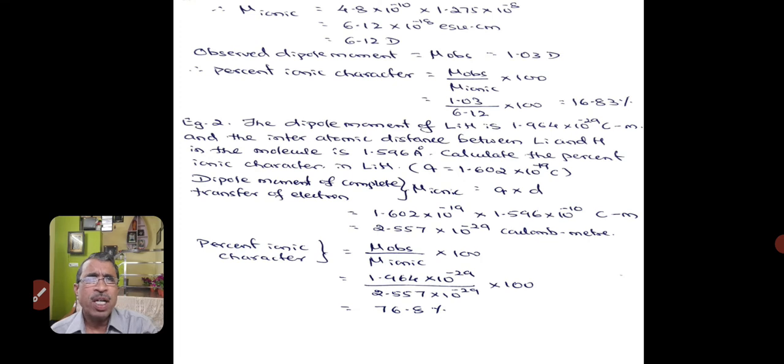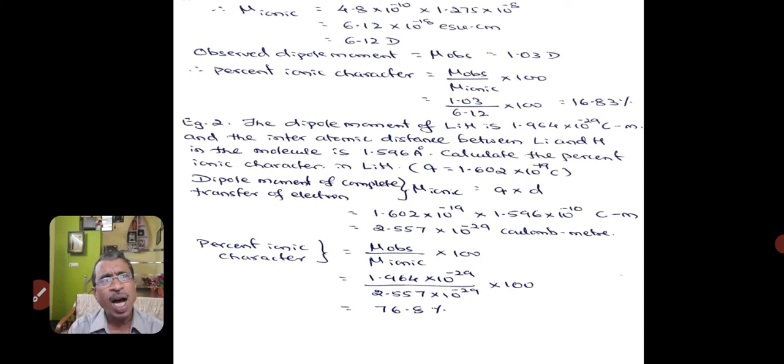However, the observed dipole moment is 1.03 Debye. Therefore, percent ionic character is equal to the observed dipole moment divided by the ionic dipole moment, into 100, that is 1.03 divided by 6.12 into 100, that is 16.83%.